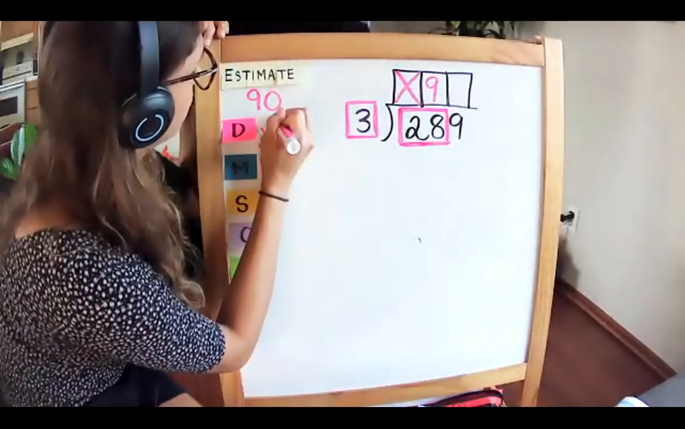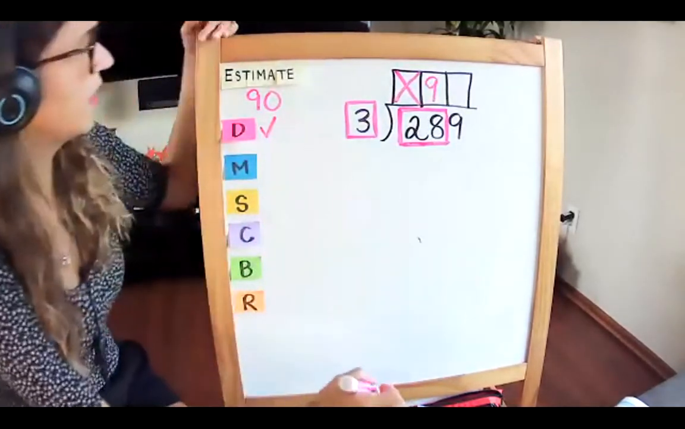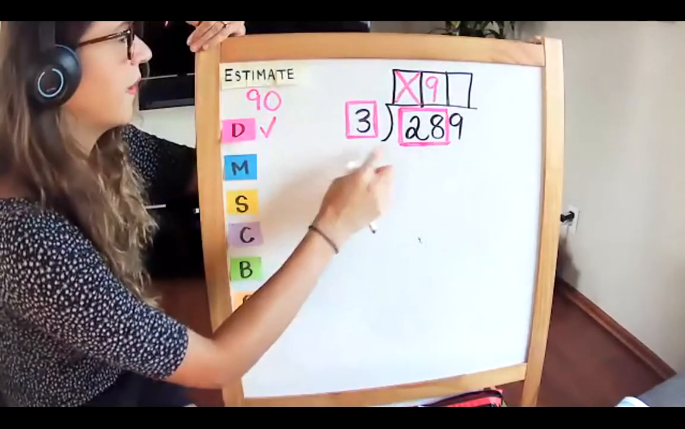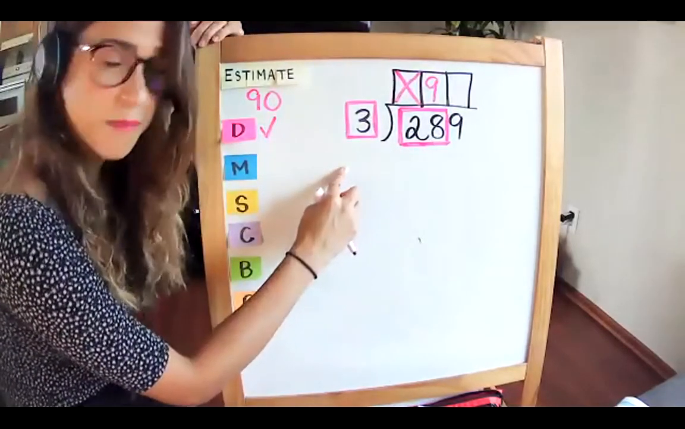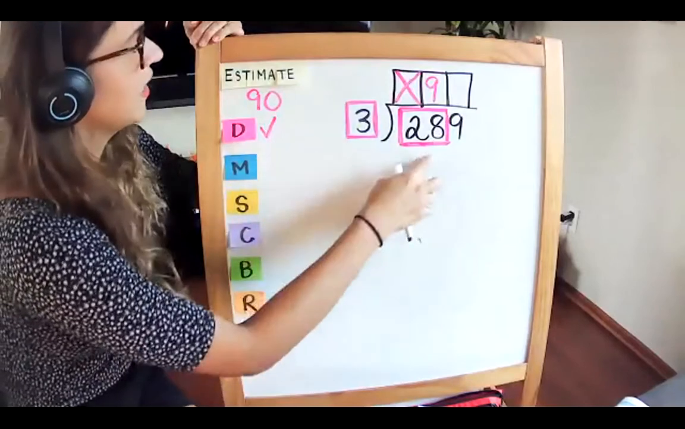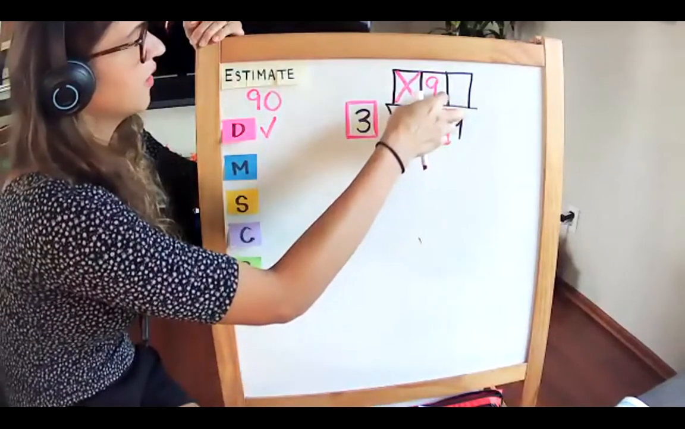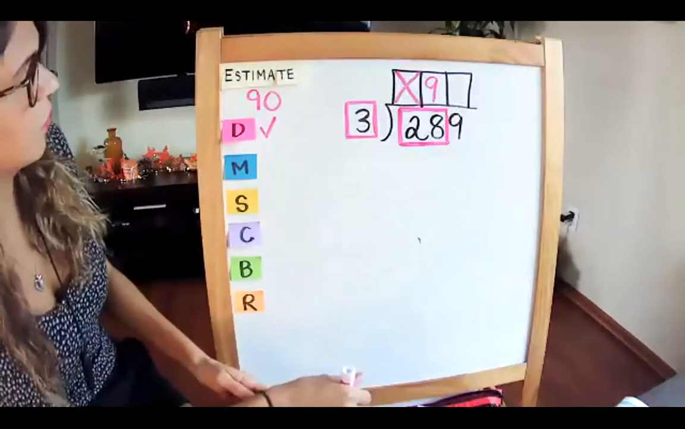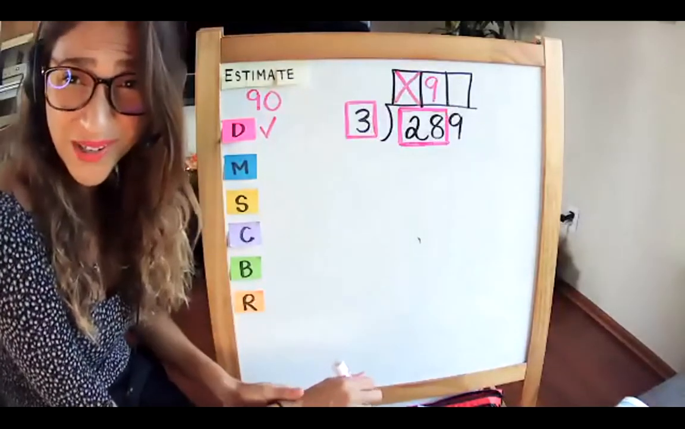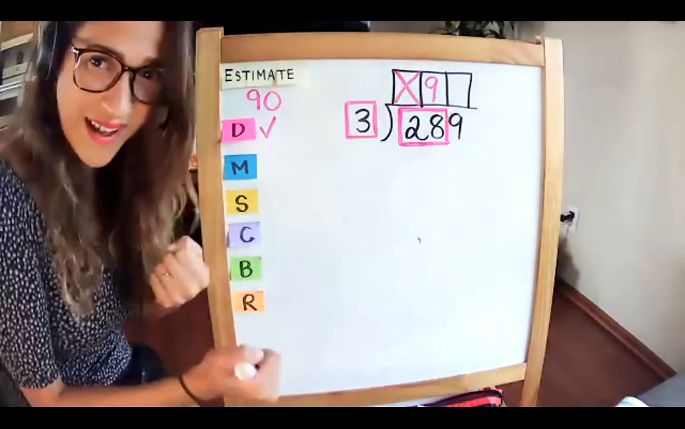Divide. I'm going to put a little check here. What are we dividing? 28 divided by 3. We already have it set up from our estimation. 28 divided by 3, we determined from our estimation that it goes in 9 times. So we've completed that first step just by doing our estimation. Woohoo, got it out of the way.